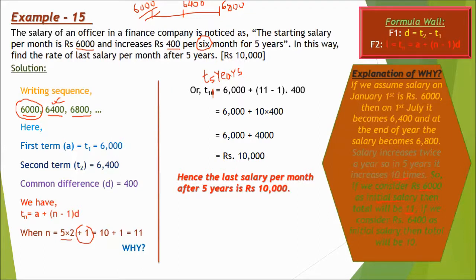If we construct a sequence here, then there will be 11 terms. If we start with 6,000, there will definitely be 11 terms, because this is the initial salary and this is the salary in the first year, isn't it? For 5 different years there will be 10, and if we consider 6,000 as the initial salary, the value will be 11. So this is the way to understand it, and so we finally concluded our entire topic.